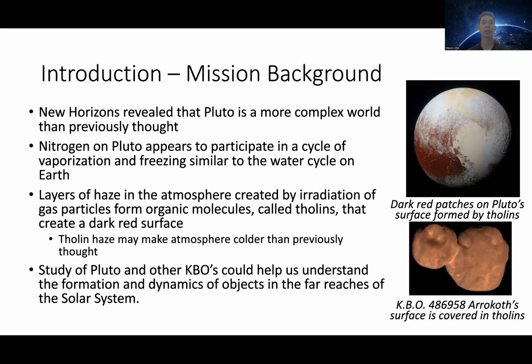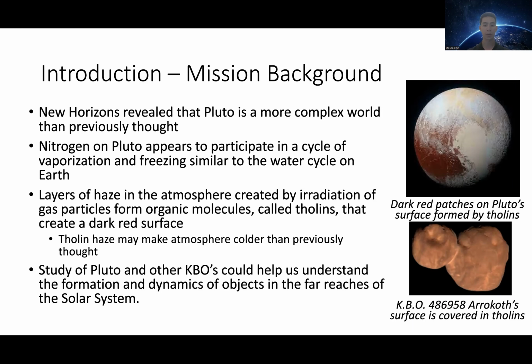It's also thought that trans-Neptunian objects like Pluto and Kuiper belt objects were created by a series of collisions with smaller bodies, as demonstrated by the numerous craters and fractures in Pluto's surface. Studying trans-Neptunian objects and Kuiper belt objects could help scientists to further understand the formation and dynamics of objects in the far reaches of the solar system.